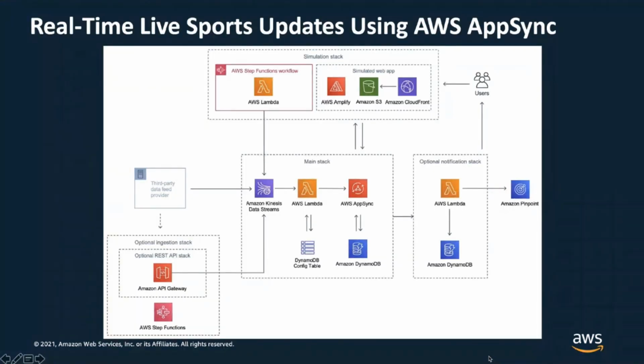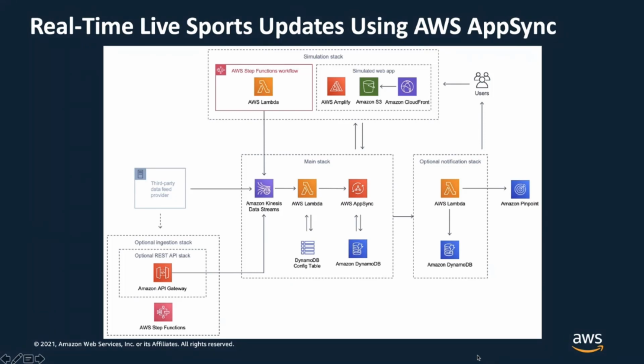So let's take some time to look at this. This implementation is based on the real-time live sports update using AWS AppSync. And this is a solution that we have. You can go into our solutions page on our AWS public website and look up this solution. But this is a solution that you can use to actually push real-time data to your clients that is coming from literally anywhere, right?